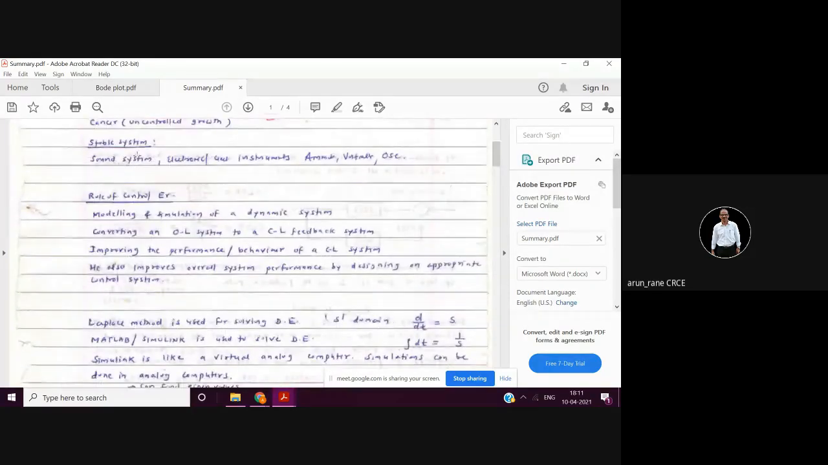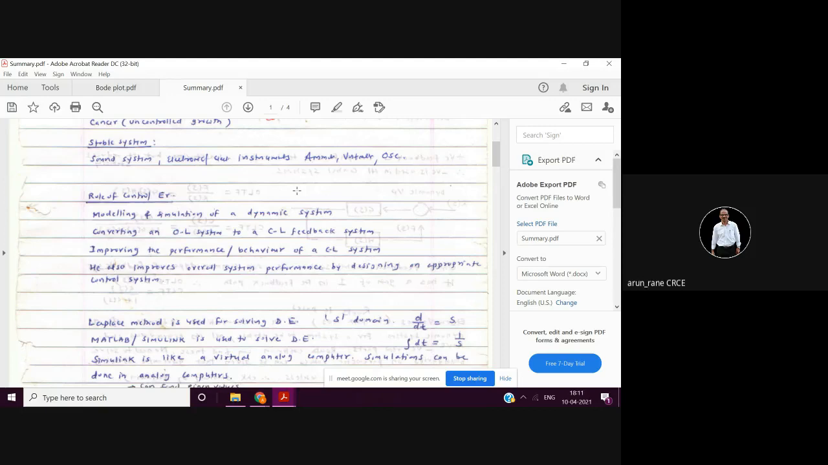Stable system, sound system, then electronic instruments. Here control engineering plays a very important role. Ammeter, voltmeter: the pointer of an ammeter or voltmeter, the moment the current is passed, should not keep on vibrating. It should stop immediately, isn't it? If it is analog. Now it is all digital, but it should stop immediately. If it keeps on vibrating, then how will you record? How will you note down the reading?